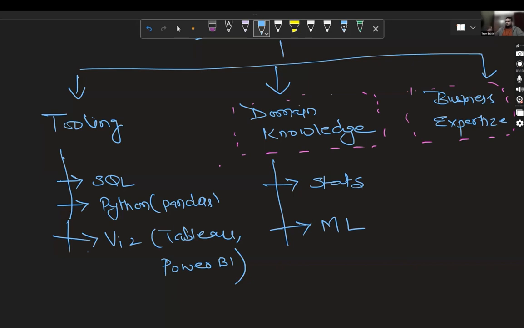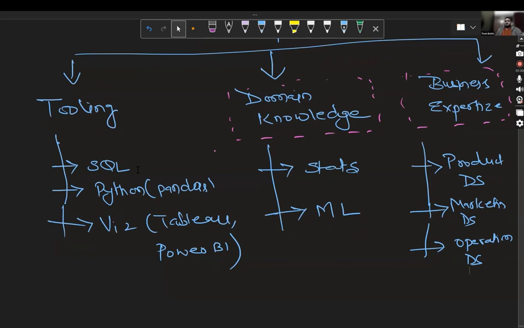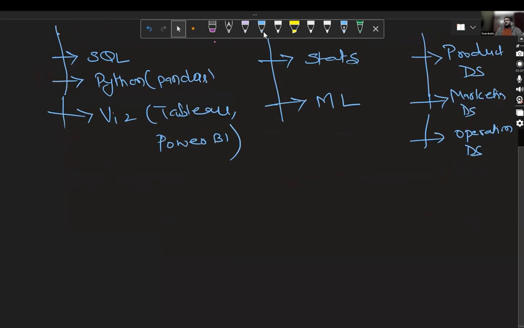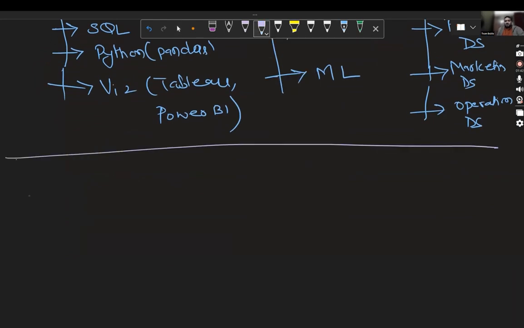Business expertise is something we will deal with in later topics, but mostly you could become a product data scientist, a product DS, you could become a marketing DS, you could be an operations data scientist. So what is required for these kinds of data scientists? We will learn through various case studies how to excel in various business expertise. Okay. So with this overview, let's quickly jump into what topics I would be covering in domain knowledge.